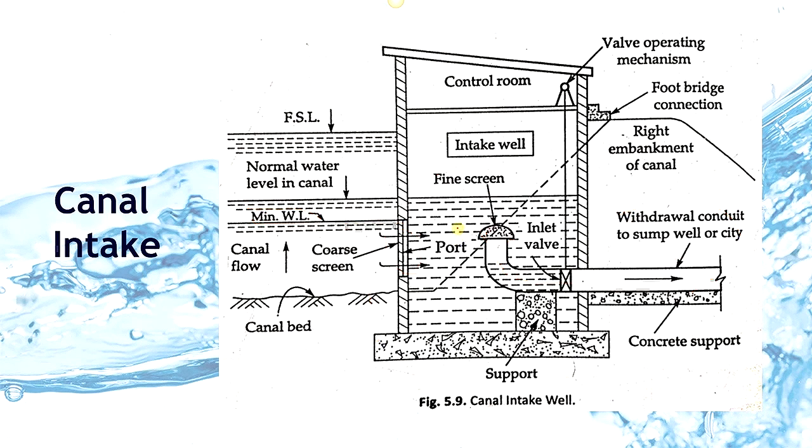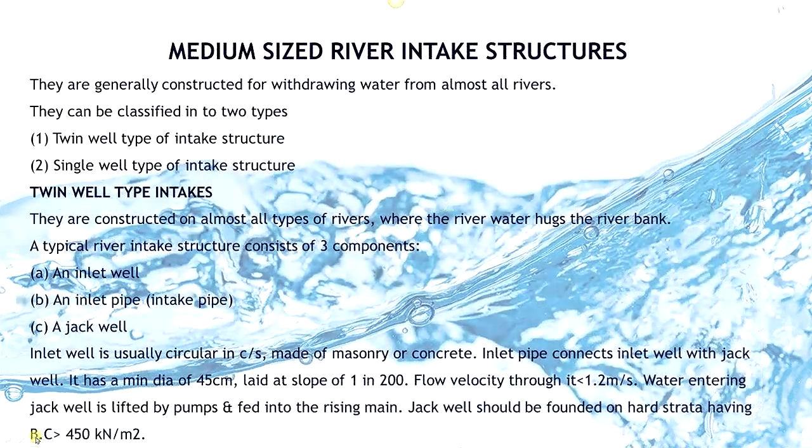Next, medium-sized river intake structures. These are generally constructed for withdrawing water from almost all rivers. These are of two types: twin well river intake and single well river intake. Twin well type intakes are the most commonly used river intakes, generally constructed at the river banks.